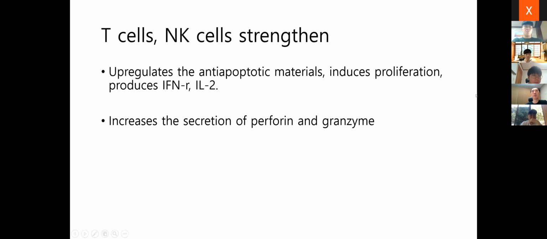And the other one is that it increases the secretion of perforin and granzyme from both T cells and NK cells. We have already seen in the video clip that perforin and granzyme come from T cells and NK cells and attack the cancer cells. So increasing the secretion of perforin and granzyme makes their work stronger. And this is the mechanism.